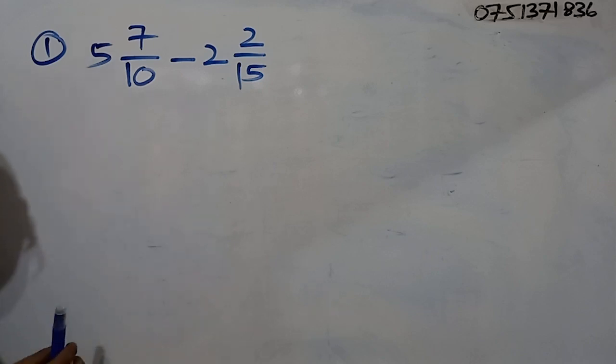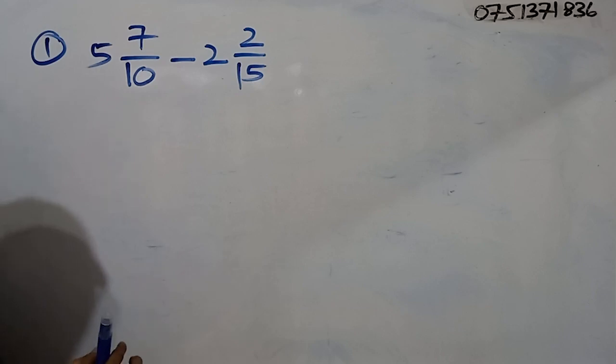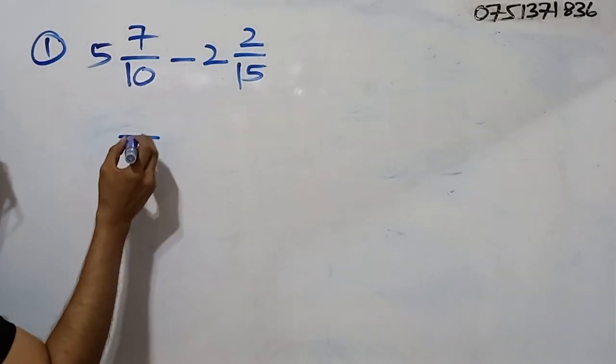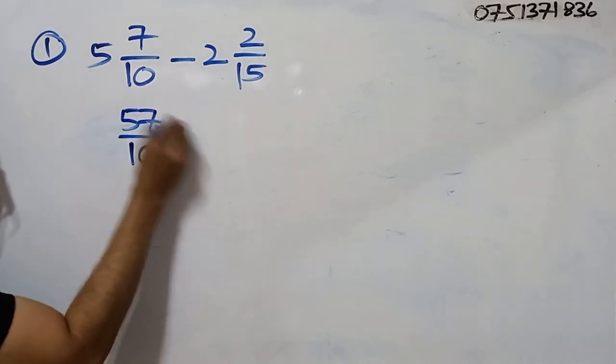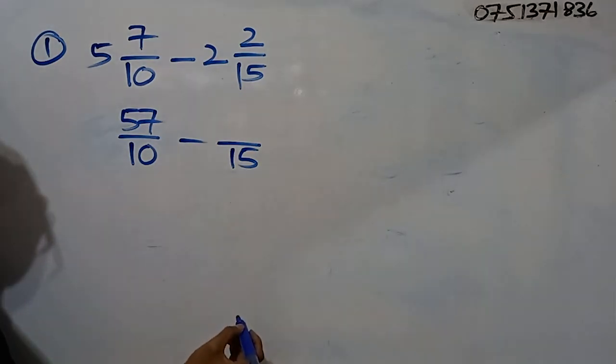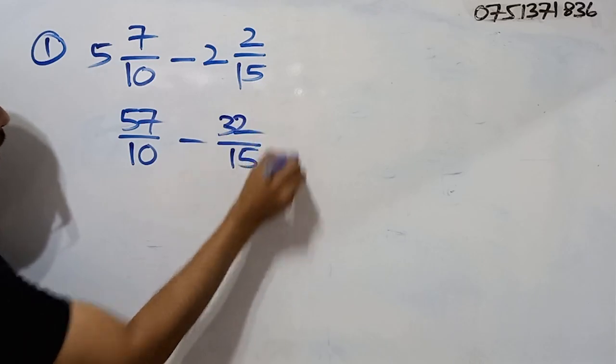So this is the first question of exercise 2. So we will convert both of these fractions into what? So here the denominator is 10. What will be the numerator? 57. Minus denominator is 15. Numerator is what? 15 into 2, that is 30. 30 plus 2, it will be 32.